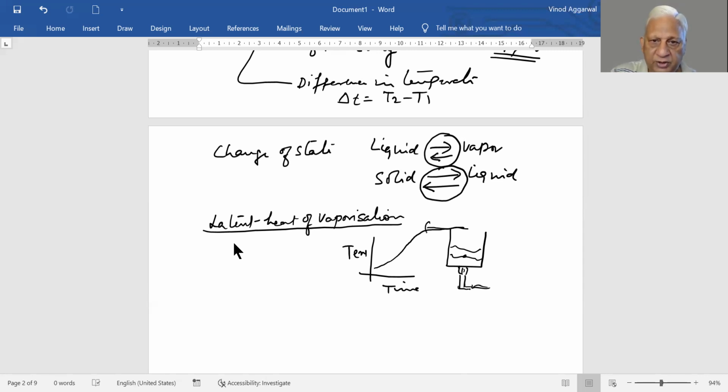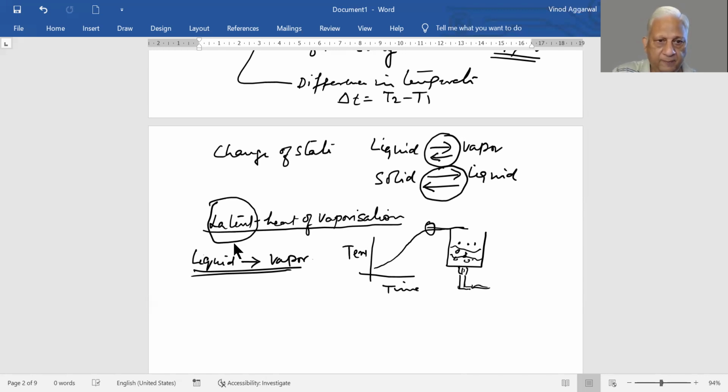And at this point, you will see some bubbles coming out of the liquid and getting converted to gas. This is the state where this liquid is getting converted to vapor form. Since we are still supplying the heat and its temperature is not rising, we call the heat supplied to it latent. Latent means unseen.